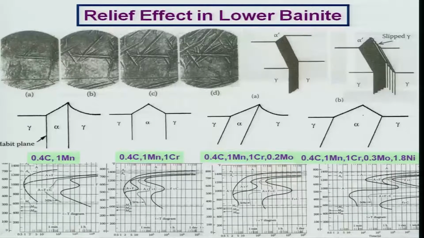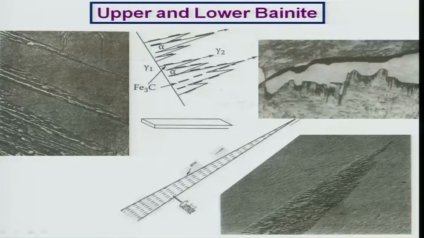Now, let me just go through it. There are two types of bainites which form normally. One is known as the lower bainite, or upper bainite. So, what is the difference between lower and upper bainites? Okay, let me just explain. Very simply, the lower bainites are well discussed first. Lower bainites normally form at lower temperatures.